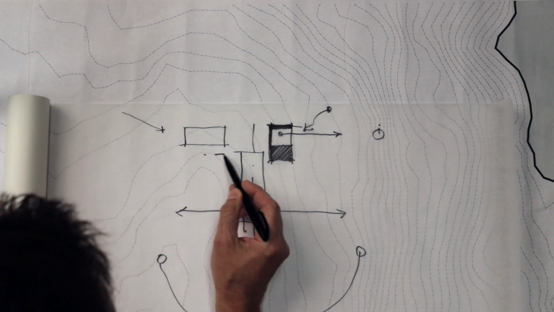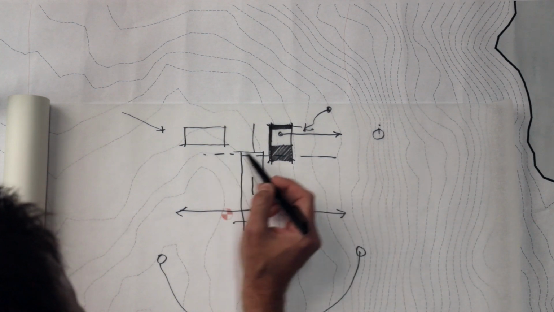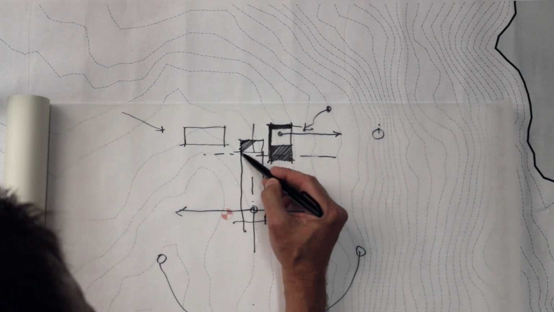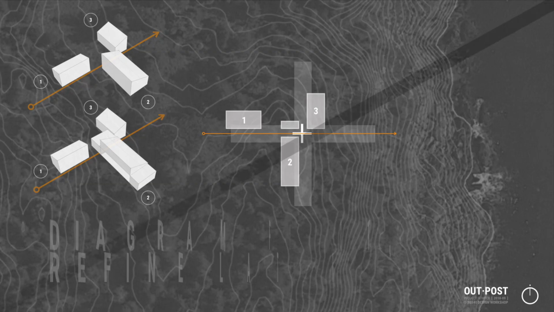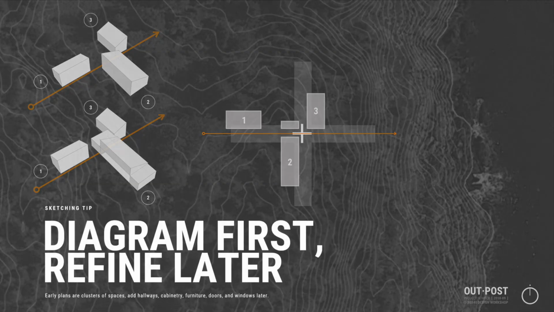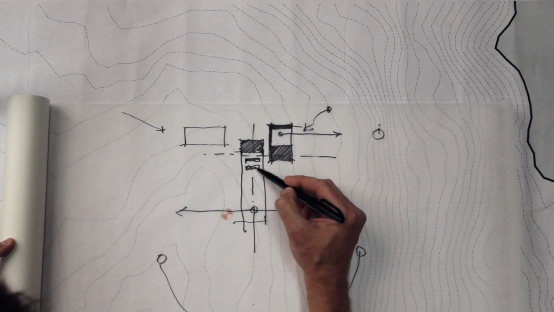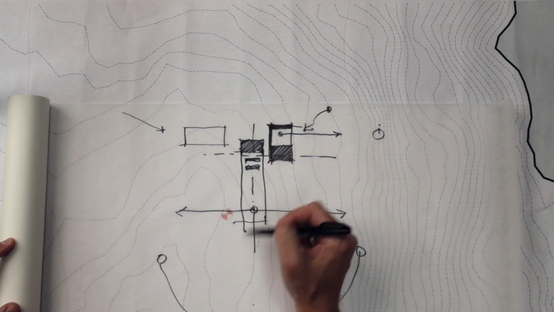We need some way of getting into this structure. So let's call this generically the entry here: entry, mudroom, laundry. Those program elements pair very well. Then we probably want to be able to drop our bags off for the kitchen. So the kitchen probably lives right here.